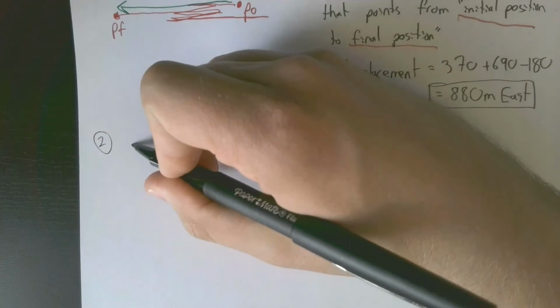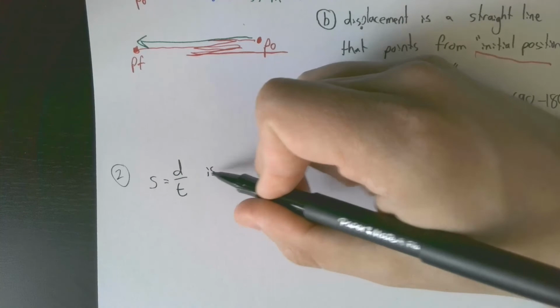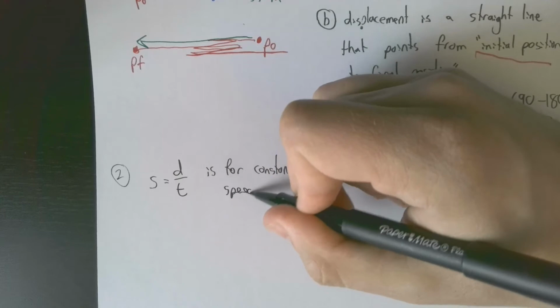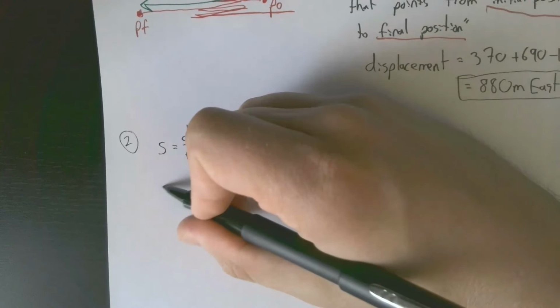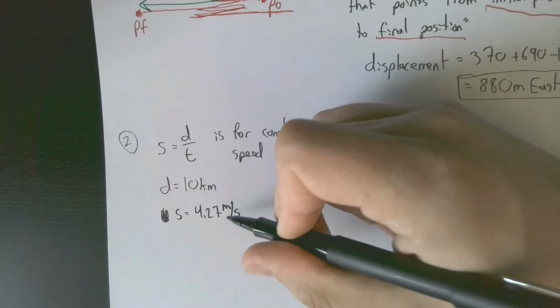This equation is for constant speed, and the four other equations on this test are for anything that's speeding up or slowing down. So this is for constant speed. There's also another problem. They gave us D is 10 kilometers. They gave us S. S is 4.27 meters per second. Which of these do I need to convert?